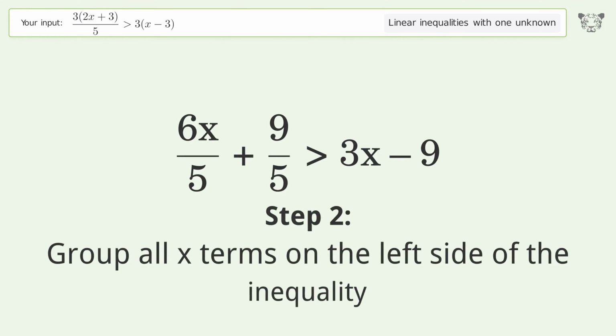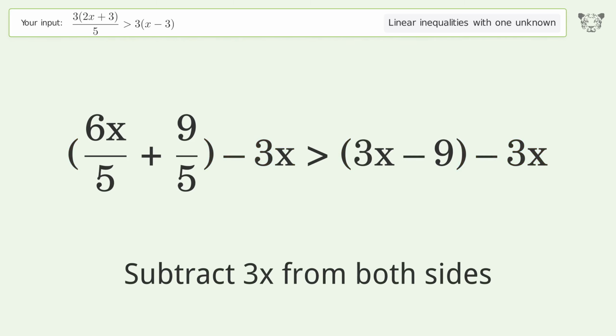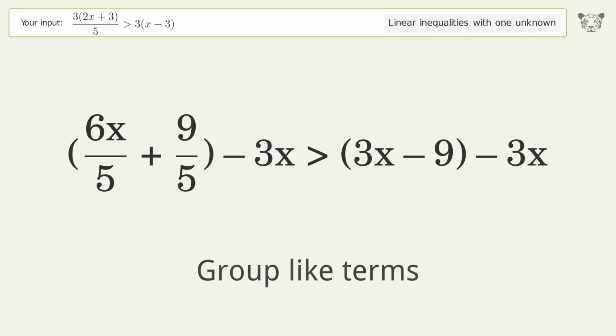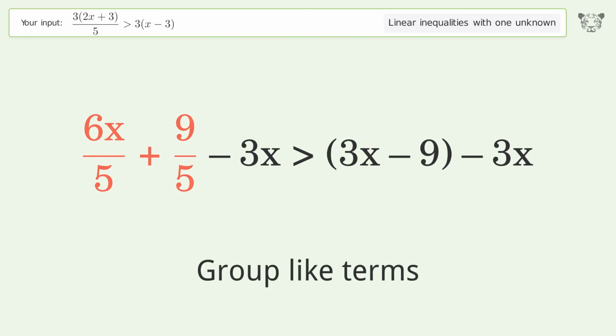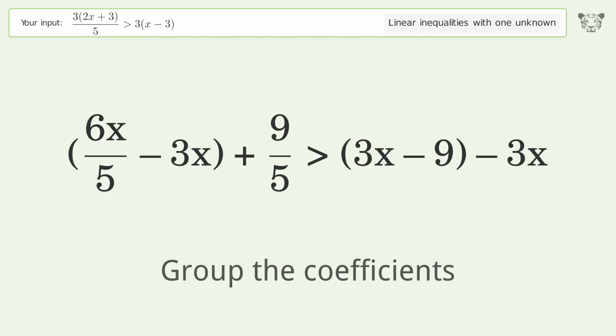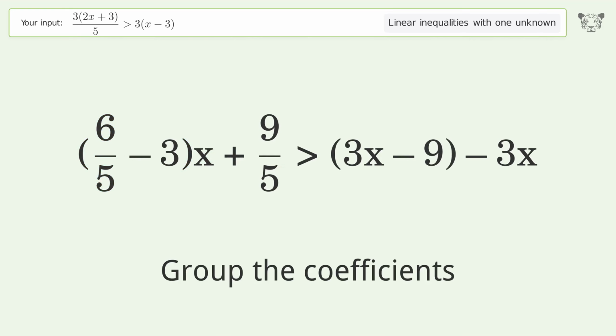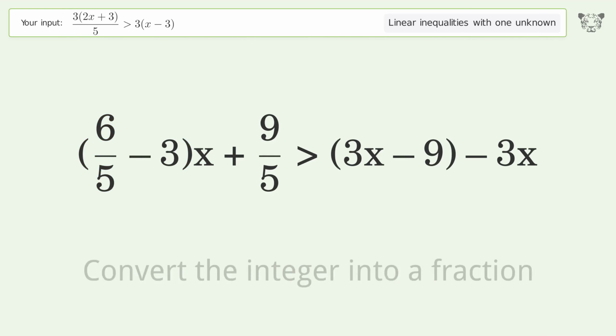Group all x terms on the left side of the inequality. Subtract 3x from both sides. Group like terms. Group the coefficients. Convert the integer into a fraction.